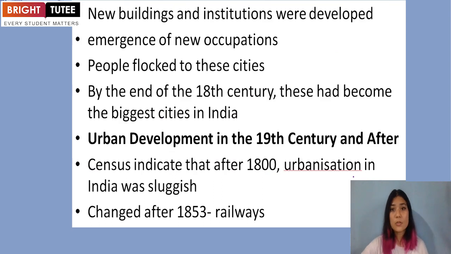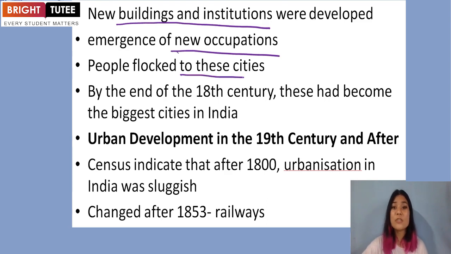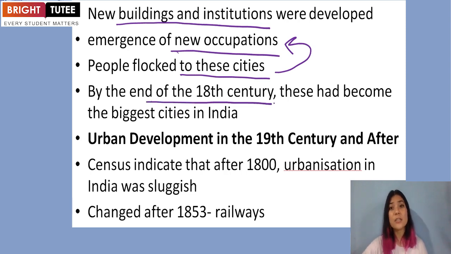Okay. So the British, with their establishment in India, built new buildings and institutions. Now, with the development of new buildings and institutions in new cities like Bombay, Madras, Calcutta, there was an emergence of new occupations, new employments. So people from the surrounding areas, from the villages, from the countryside, from other towns, flocked to these cities to grab these opportunities which the British government was creating. So by the end of the 18th century, cities like Bombay, Calcutta, Madras had become the biggest cities in India. Now let us see the development of these cities in the 19th century and after.